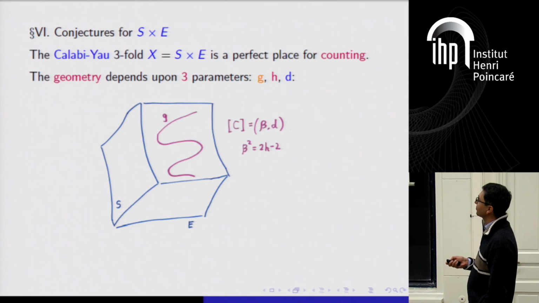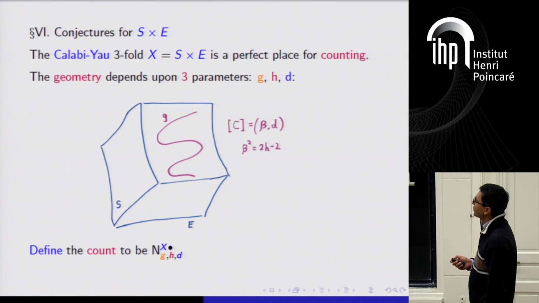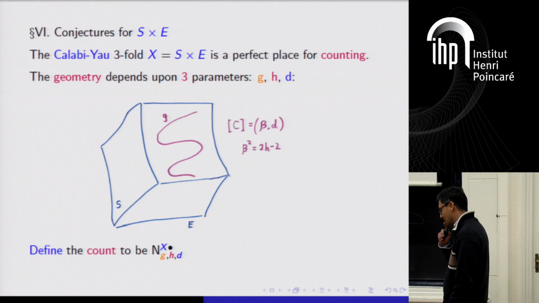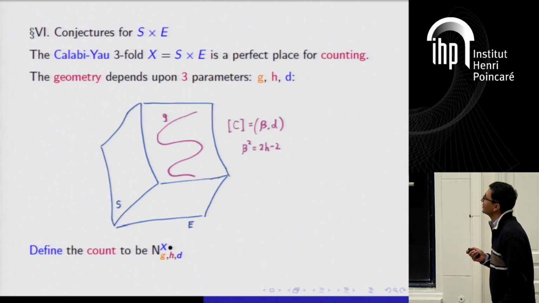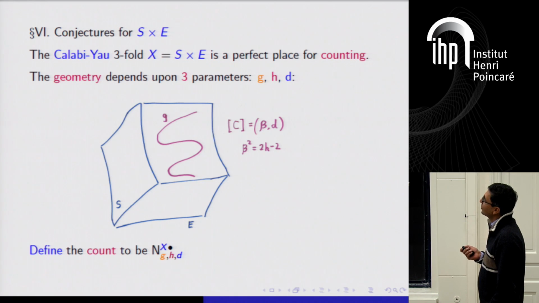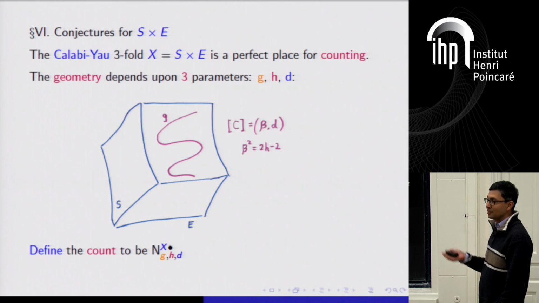So we look at this Calabi-Yau, S cross E, and we fix the genus and these numbers H and D of the curve, and we want to know how many curves there are. This is a question that's more sophisticated than the question about S and the question about E separately, which have been solved.